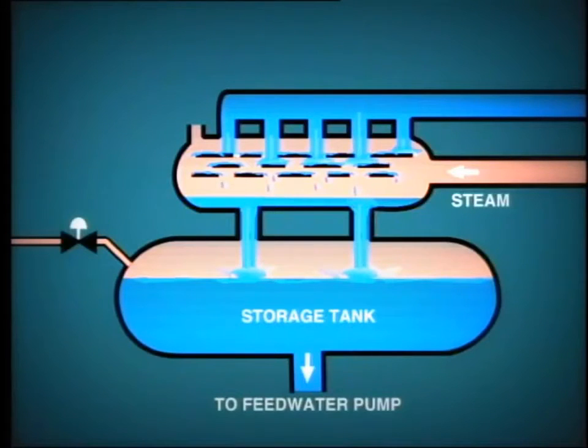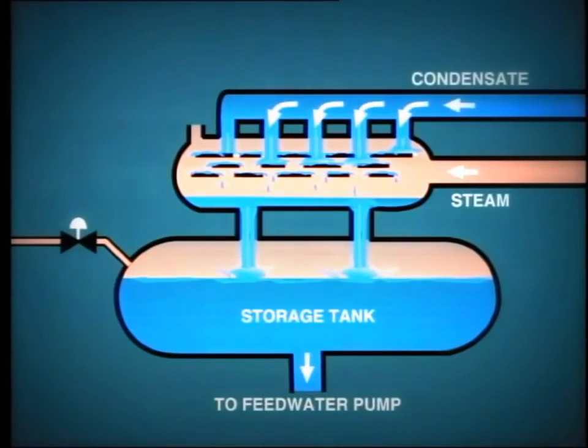The removal of dissolved oxygen is achieved by intimate mixing of steam and water. The condensate enters at this point and passes over a number of trays, which cause the liquid to break up into fine drops. This increases the surface area available and so greatly improves the mixing with steam.